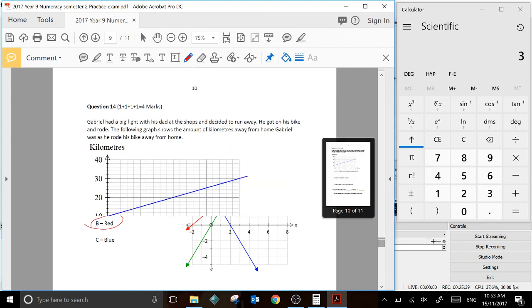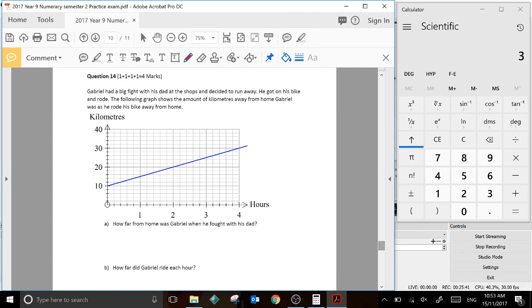Right, let's move on. Question 14. Gabriel has a big fight with his dad at the shops and decides to run away. He got on his bike and rode. The following graph shows the amount of kilometres away from home Gabriel was when he rode his bike away from home. So, how far away from home was Gabriel when he fought with his dad? Well, that's just saying how far away from home was he before he started running away.